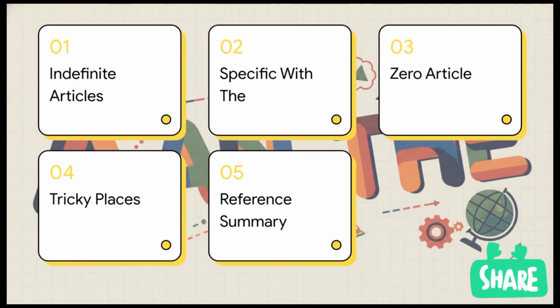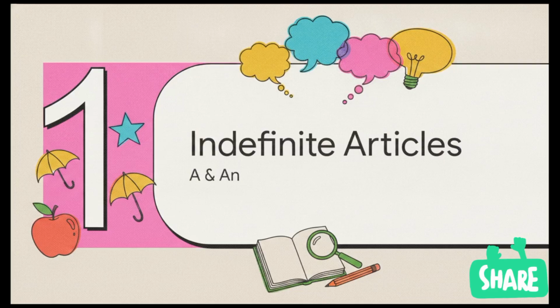To get there, we've got a really clear roadmap for today. We're going to meet the indefinite articles, then get specific with the, uncover this thing called the invisible zero article, tackle some tricky places and institutions, and wrap it all up with a quick reference summary. All right, let's kick things off with our indefinite articles, a and an.